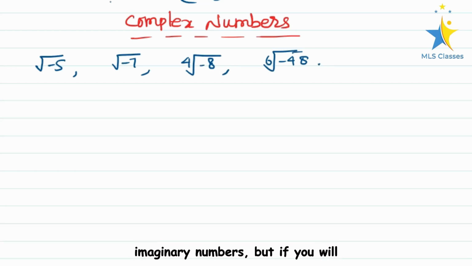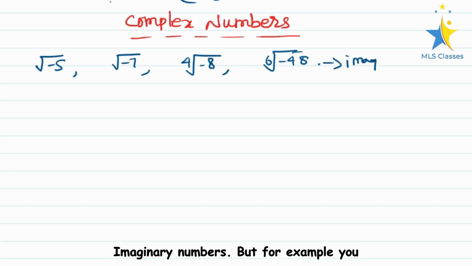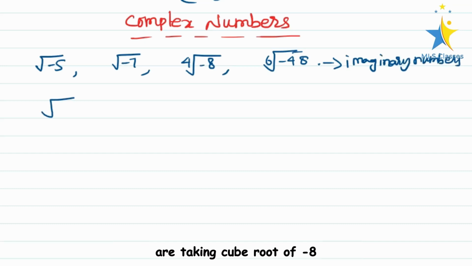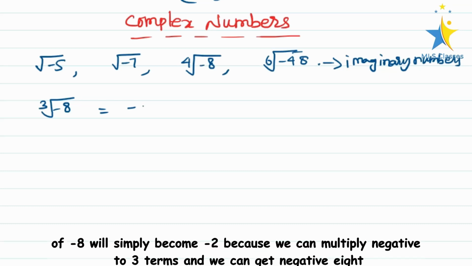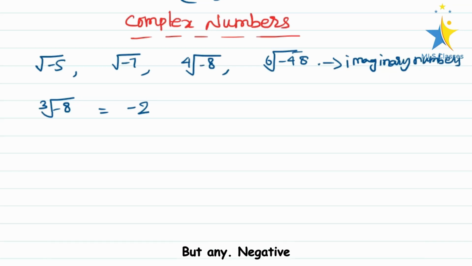But if you are taking, for example, the cube root of negative 8, then that is not an imaginary number because this is an odd radical, and an odd radical of a negative number is defined. So the cube root of negative 8 will simply become negative 2, because we can multiply negative 2 three times and get negative 8. But a negative number multiplied an even number of times cannot give a negative result. So that's why the even-radical case is an imaginary number, but this is a real number.